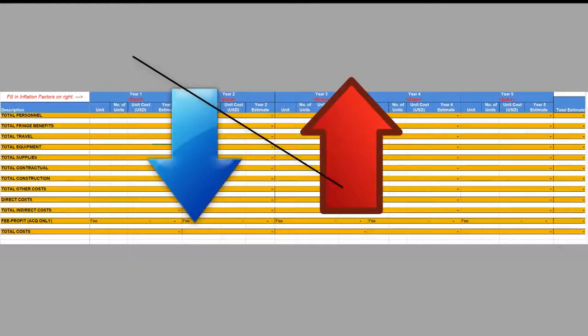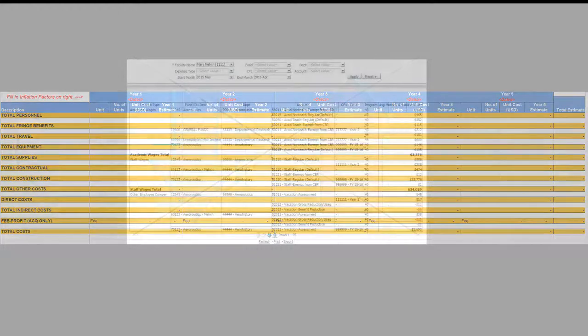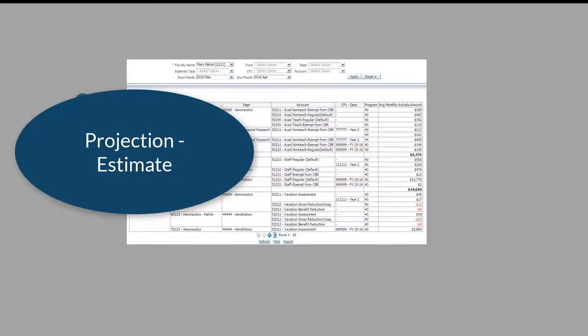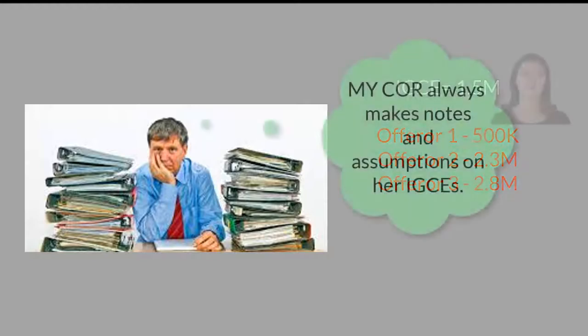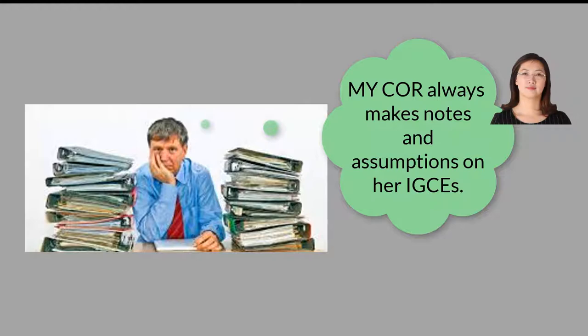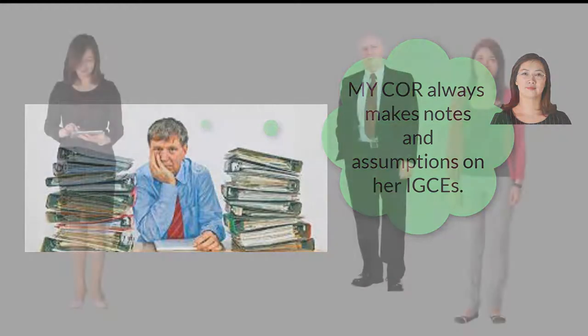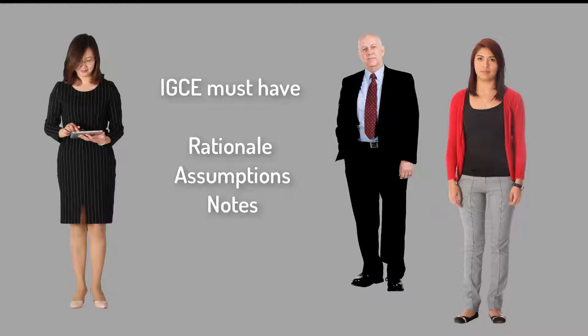An IGCE is not the lowest or the highest possible estimated cost or price for performance. It is the government's projection of the cost of the program. Upon receipt of proposals, there may be a significant difference between the IGCE and proposed costs by the offeror. There should be sufficient information in the IGCE to allow for the explanation of the differences between the documents. Your contracting officer and the price-cost analyst will use your rationale and assumptions that you included with your IGCE and document the difference.